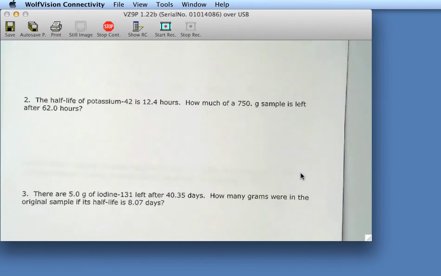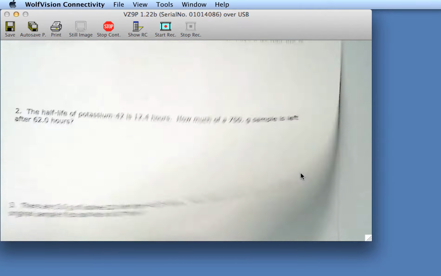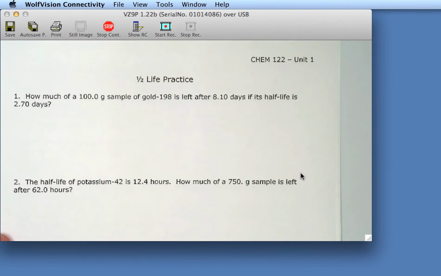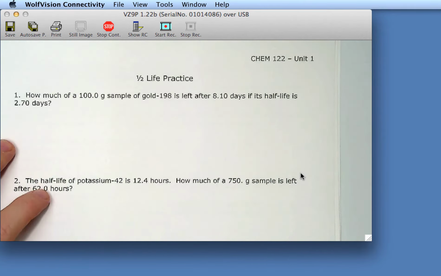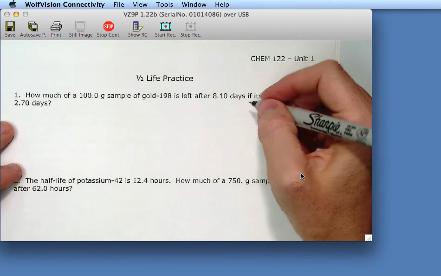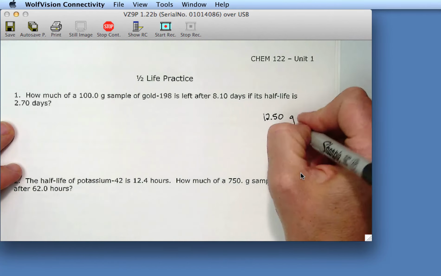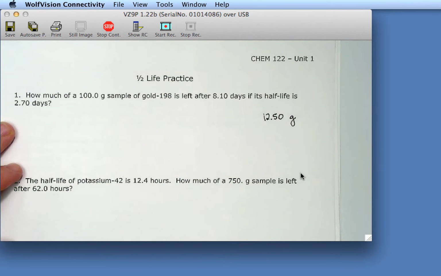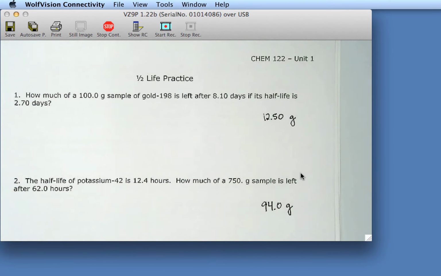I'm going to give you these answers. You can work these. I just want to make sure we get through the last part. So the answer for number 1 is 12.50 grams. The answer for the second one is 94.0 grams.